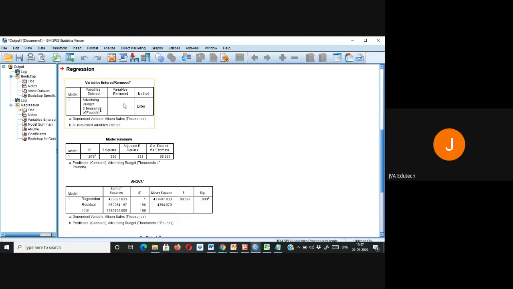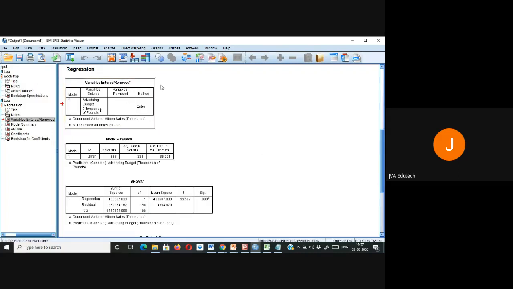So leave this bootstrapped thing. It will only tell you that the method we have taken is enter, and advertising budgets. We haven't taken any stepwise, so none of the variables have been removed. Now come to the model summary. What does this model summary tell you?